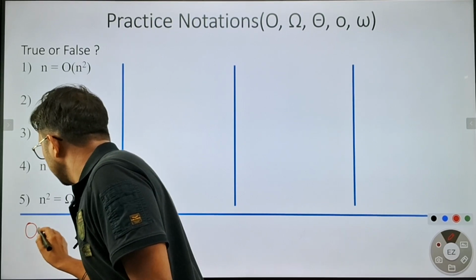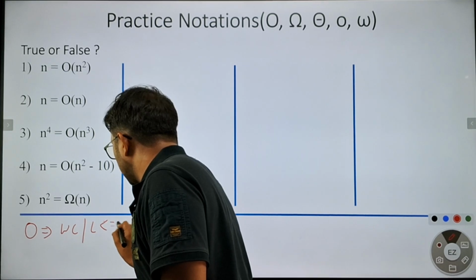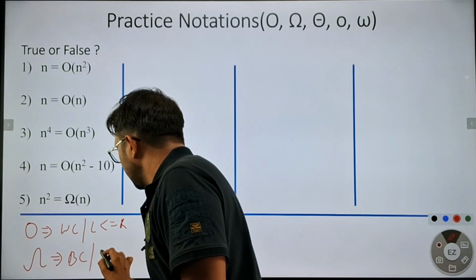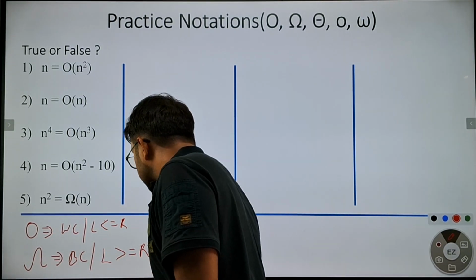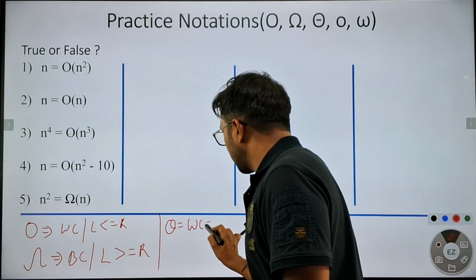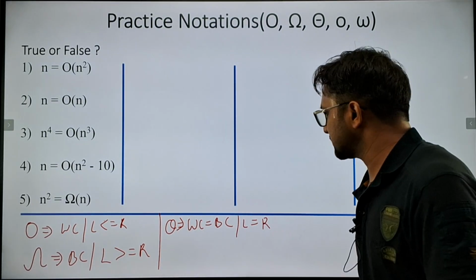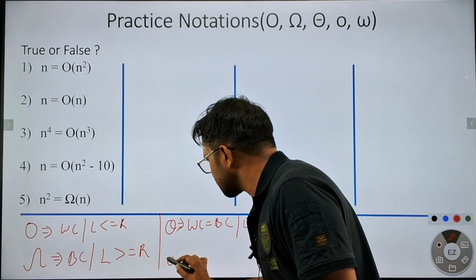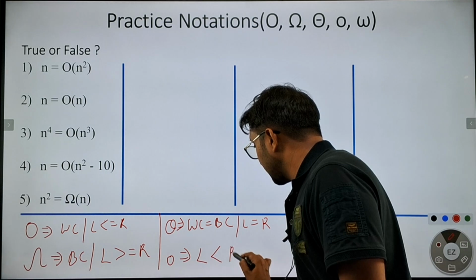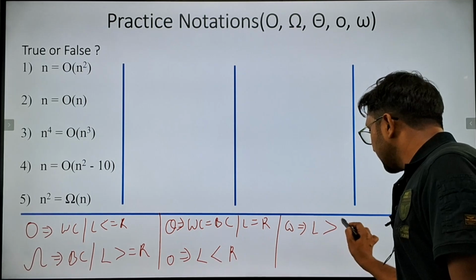So I just write that big O notation shows the worst case, where the left hand side is less than or equal to the right hand side, and big omega shows the best case, meaning the left hand side is greater than or equal to the right hand side. In theta notation, the worst case is equal to the best case, then we use theta notation, or the left hand side is exactly equal to the right hand side. Another notation is the small o notation. We use that when the left hand side is strictly less than the right hand side. And the last one is the small omega, in which the left hand side is strictly greater than the right hand side.